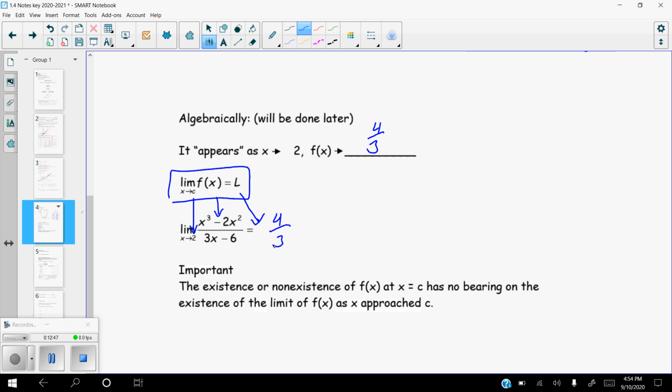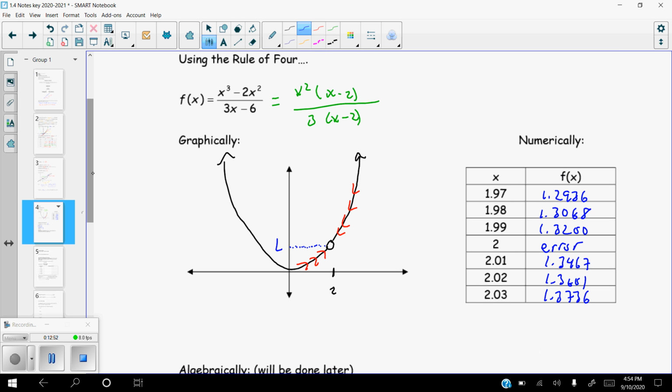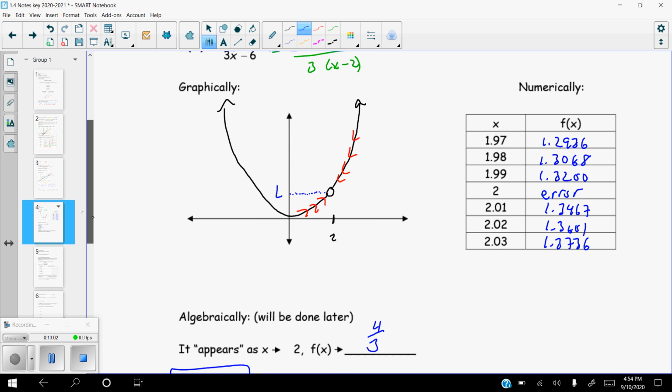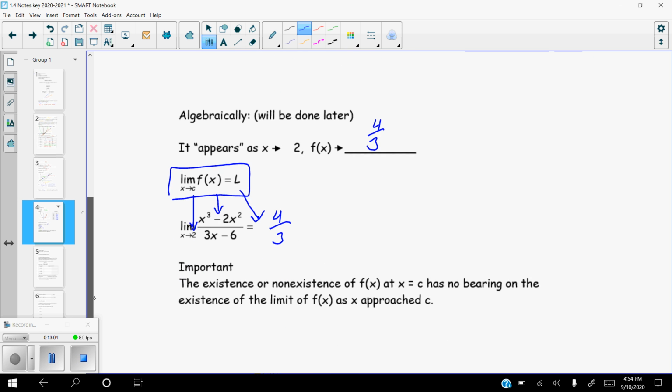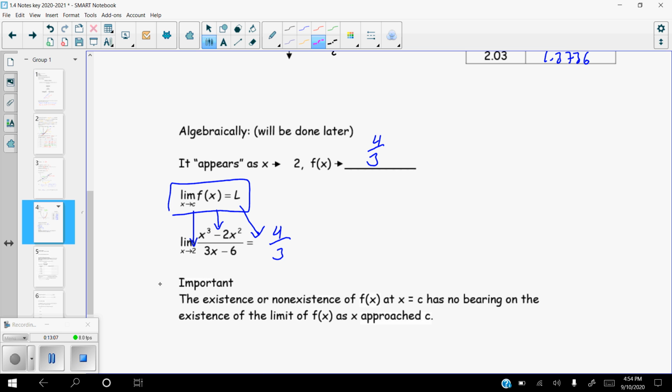So hopefully you can see numerically the idea. You want to basically find values that start to get closer and closer to your number, and then see what it approaches from both sides. Very, very important on this last one, which is why it says important. I am going to star this. Oop, didn't really want to do it in that purplish dotted thing. Let's do it in red instead. Let's star this.